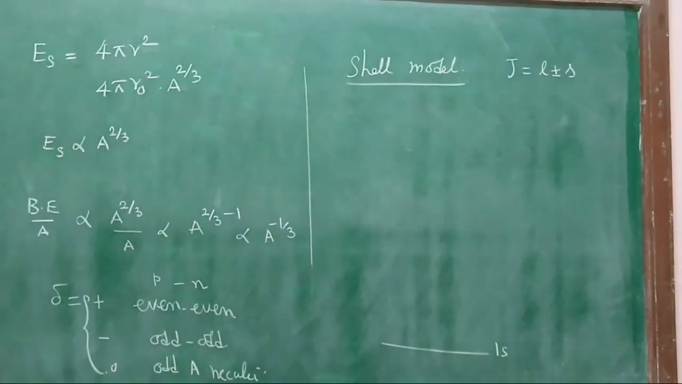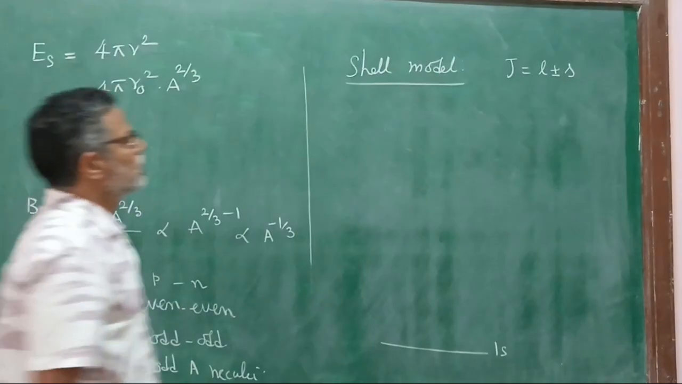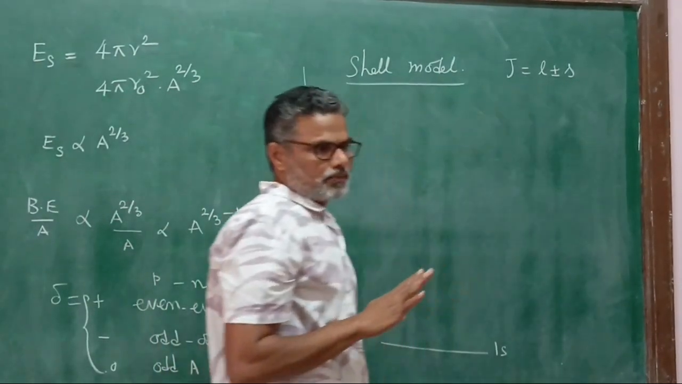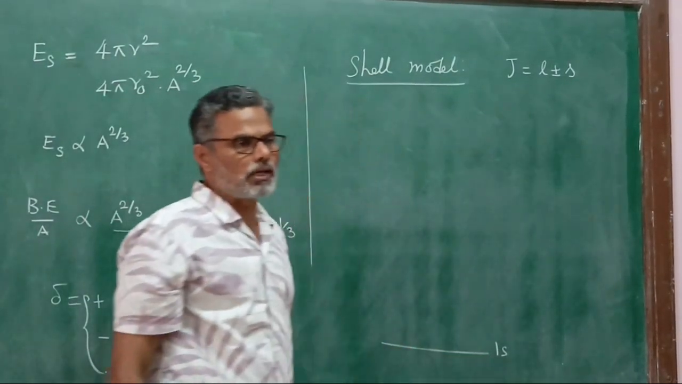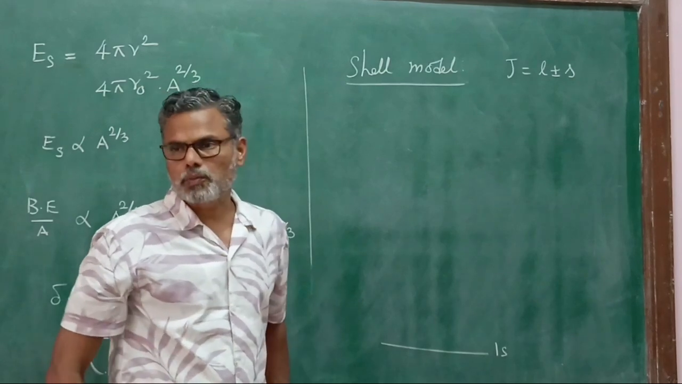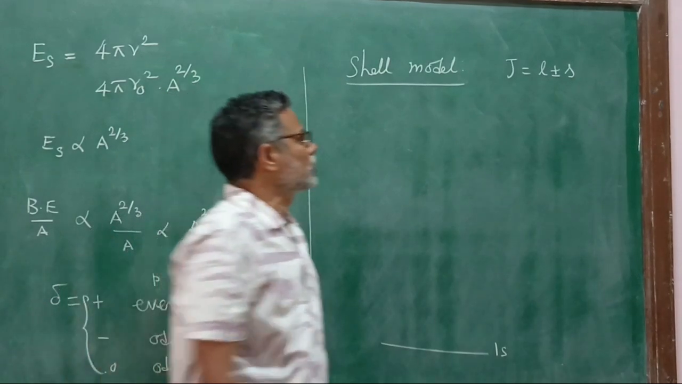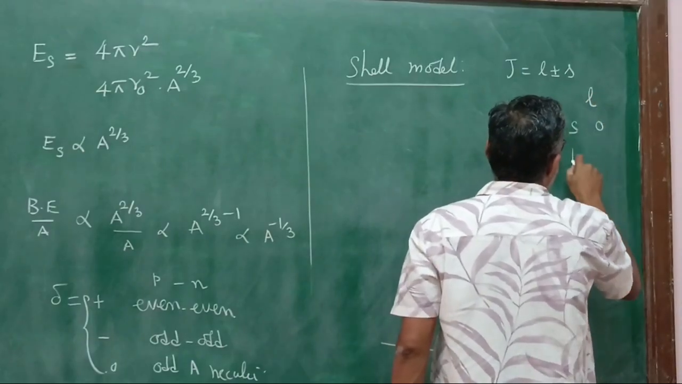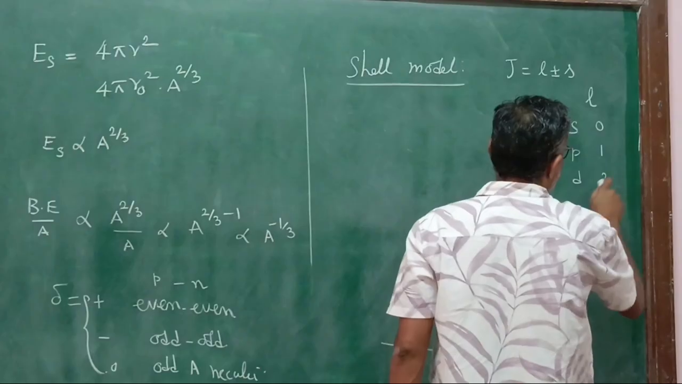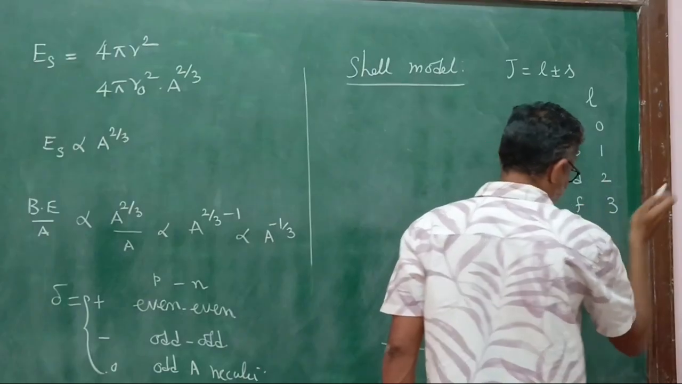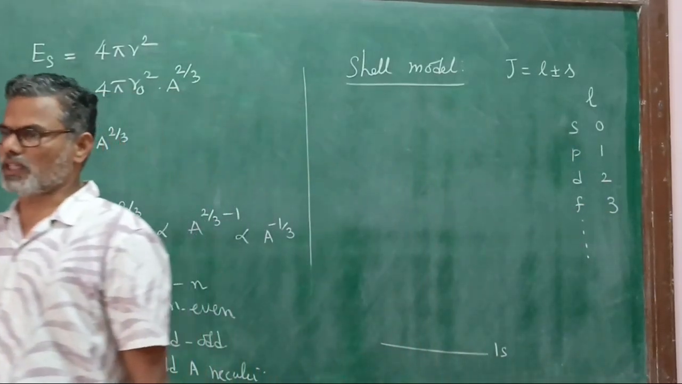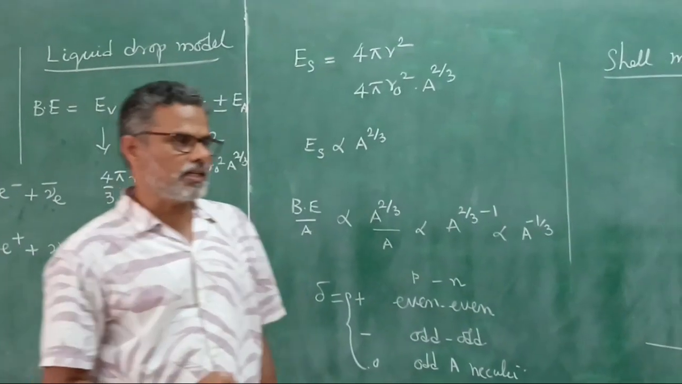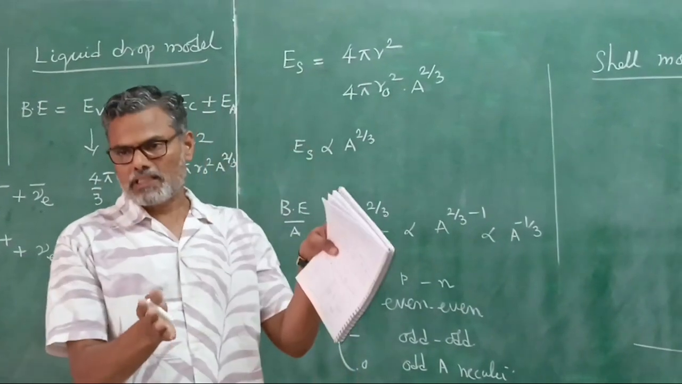The proton and neutron come under spin one-half particles. They are fermions, they have half-integral spins. So your L is the orbital quantum number. For s, what is the corresponding L value? 0. So for s it is 0, for p 1, d 2, f 3, and so on. This is analogous to the vector atom model. The only difference here is that the energy level will be splitting up.